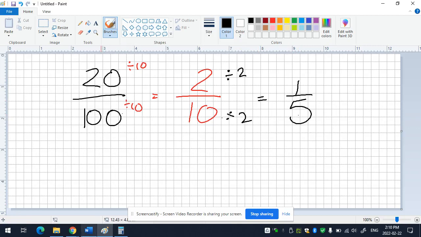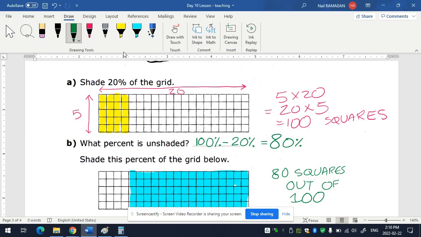What does that mean? Look, everyone. Whatever you shaded here is 1/5 of the grid. Look, everyone, here it is. Again, don't do these lines. I'm just proving to you that there's another way to think about it.